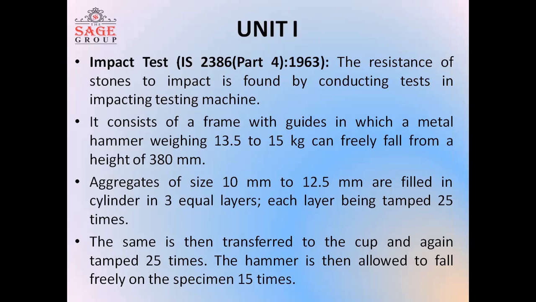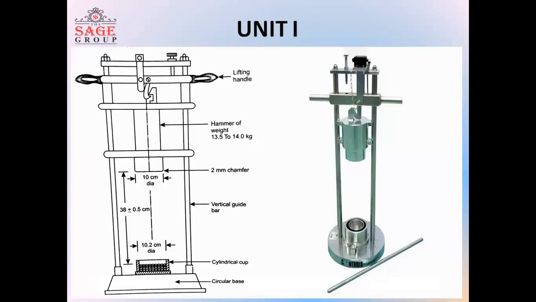Now, the aggregate of size 10 mm to 12.5 mm is filled in the cylinder in 3 equal layers, each tamped by the tamping rod 25 times. That means the cylinder is filled in 3 layers, and after filling each layer, it is tamped 25 times by the tamping rod, and then it is completely filled. The same is transferred to the cup, and then the hammer is allowed to fall freely on the specimen 15 times.